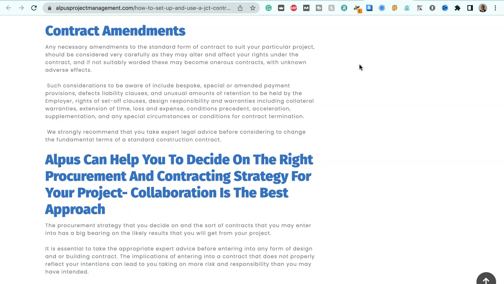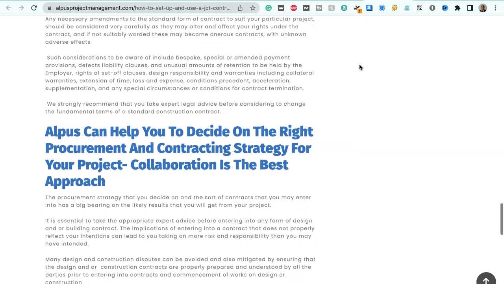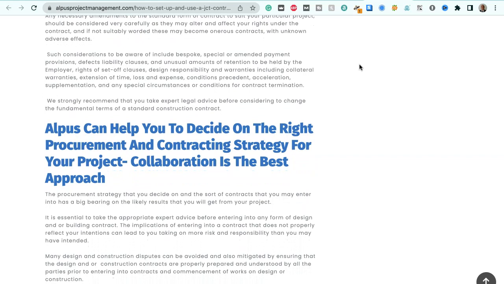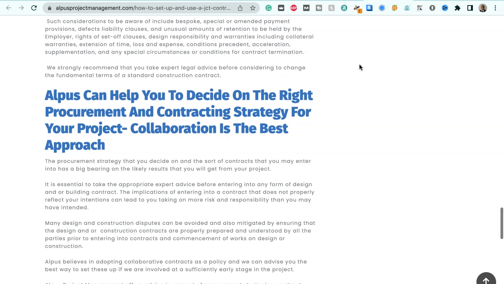So, contract amendments. Any necessary amendments to the standard form of contract to suit your particular project should be considered very carefully, as they may alter and affect your rights under the contract. And if not suitably worded, these may become onerous contracts with unknown adverse effects.